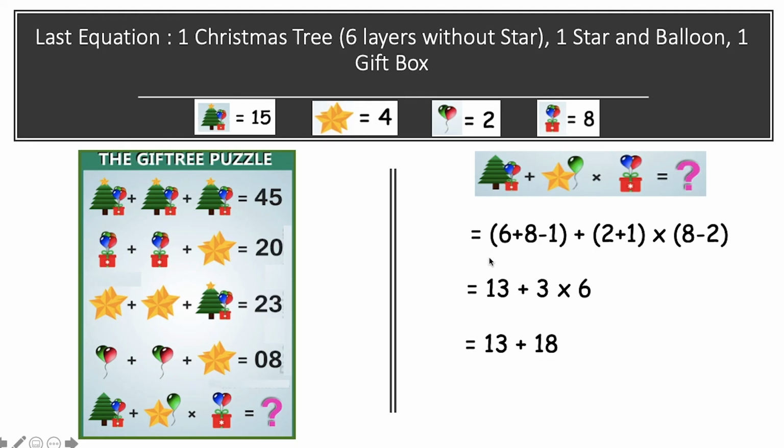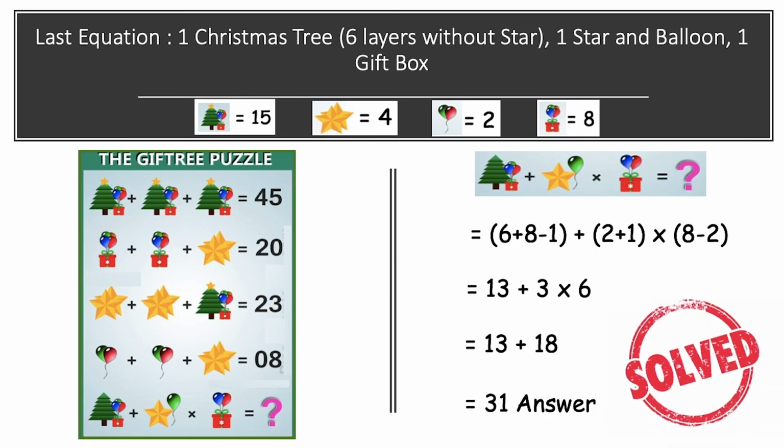Like for this bracket, firstly I have to add 6 plus 8, that is equal to 14. 14 minus 1 is equal to 13. Similarly 2 plus 1 is equal to 3 and 8 minus 2 is equal to 6. Now we have to do multiplication, and then the value which comes we have to add with this value. So 6 into 3 is equal to 18. 18 plus 13 is equal to 31. And we have solved this puzzle as well.